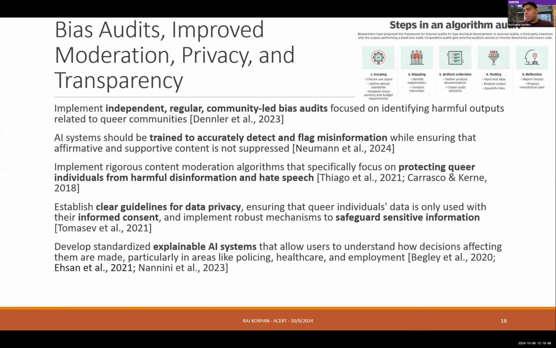There are also a number of other suggestions I have here. And maybe I won't go through all of them. I'll just highlight things like community-led bias audits. This is a relatively novel thing where you have the community come in and do an audit of the AI system. Also developing explainable systems, where you can understand how they're working.